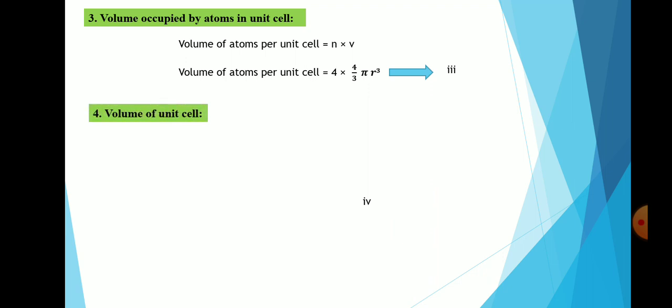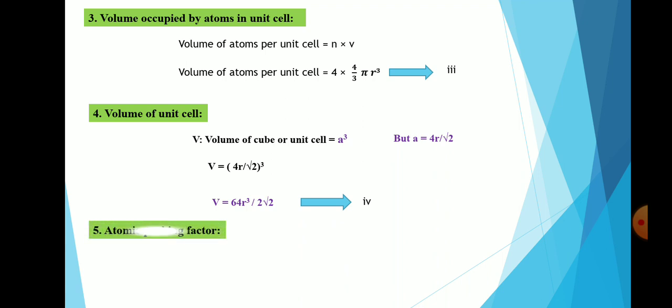Then we find out the volume of the unit cell. Volume of the unit cell is generally denoted capital V and is nothing but a cube. But we know that a is equal to 4r divided by root 2. Put this value into this equation. So (4r divided by root 2) cube, we get 64 r cube divided by 2 root 2. This equation we consider equation 4.